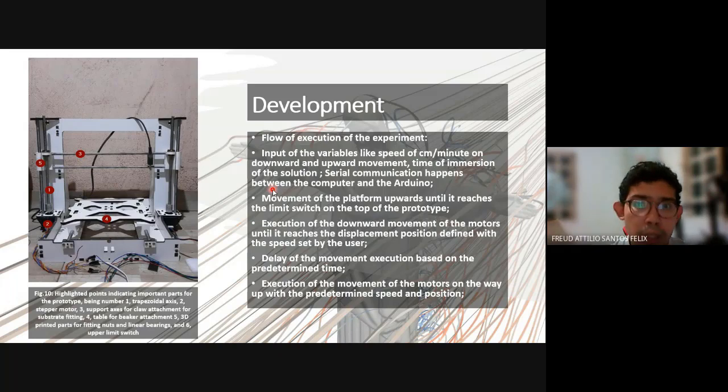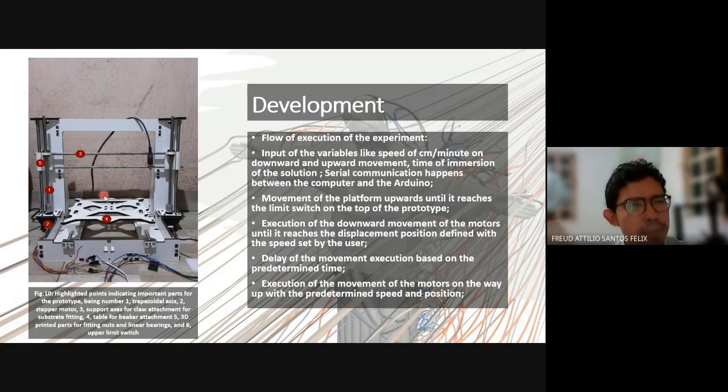And after the inputs of the variables are made between the computer and the Arduino, the microcontroller, we go next to the movement of the platform upward until it reaches the limit switch on the top of the prototype. Next, we have the execution of the downward movements of the motors until they reach the displacement position defined with the speed set by the user, right? By the end, we will have the delay of the movement execution based on the predicted time.